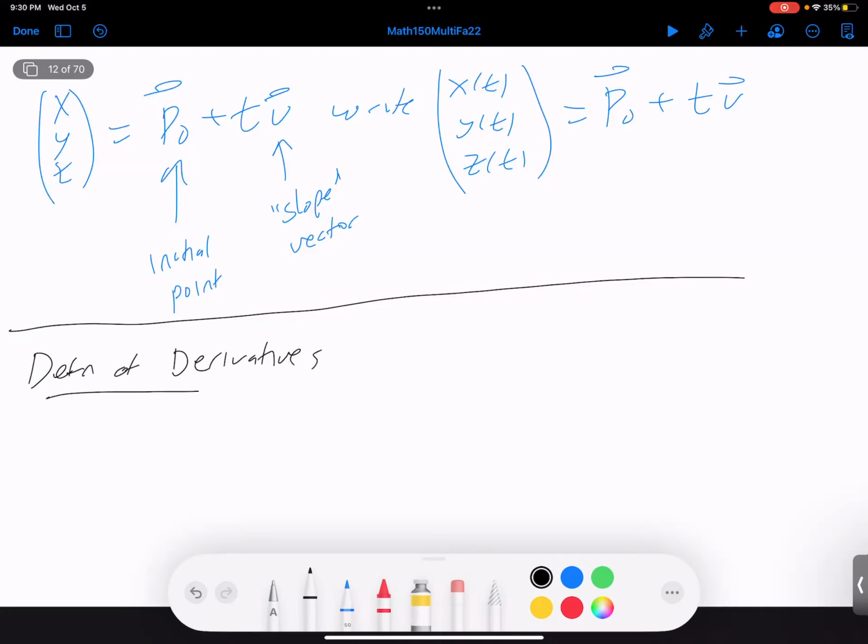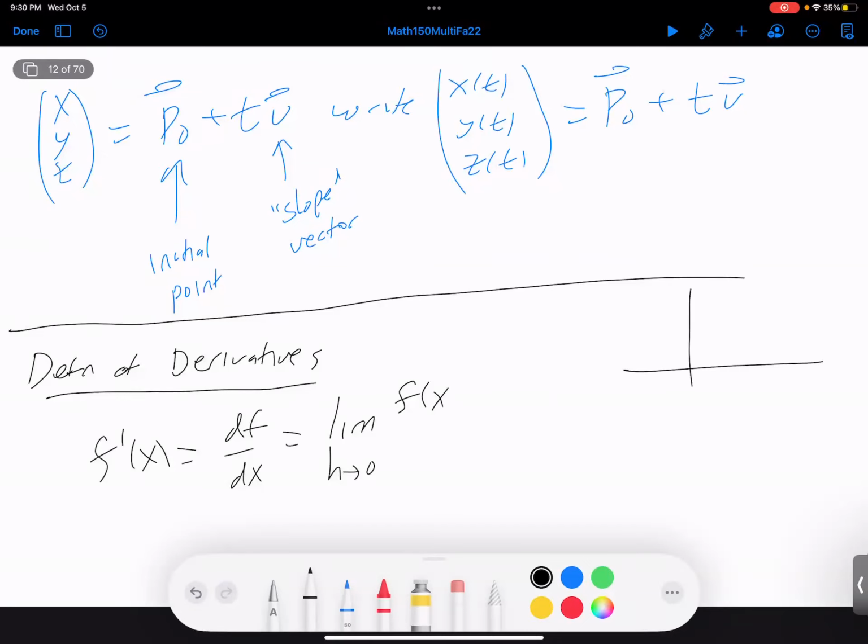So from calculus, what would f prime of x or df dx be? Remember the limit definition? It's the limit as h goes to 0. We're trying to calculate the derivative. Here's x. What's the next point? We have a limit as h goes to 0. What's this next point?